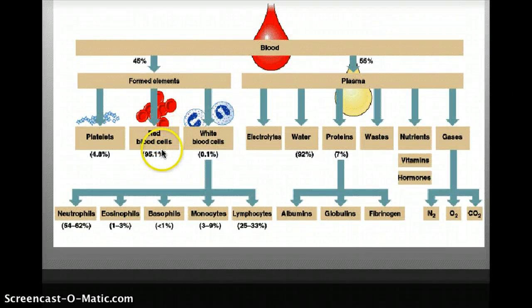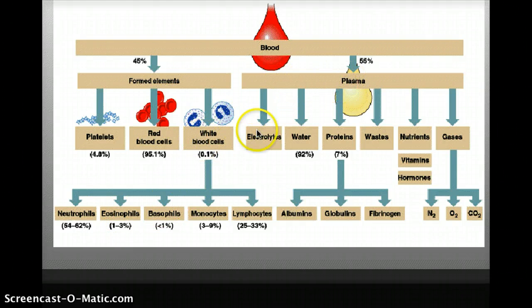Alright, this slide just takes a quick look at the difference between blood, what's in it. We have 55% of it's plasma, 45% is actually the formed elements, so this is our blood cells: white, red, and platelets. Again, less than 1% of our blood cells, actually 0.1%, are white blood cells. So we don't have a whole lot of them. Again, we don't want them to have to fight.